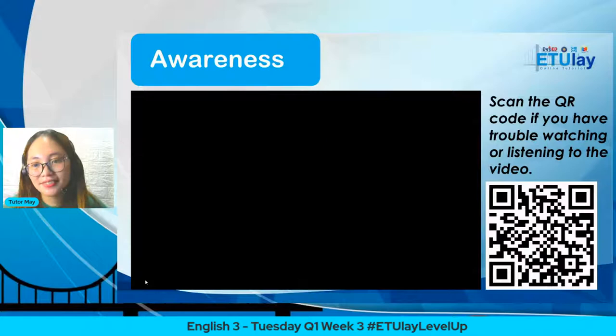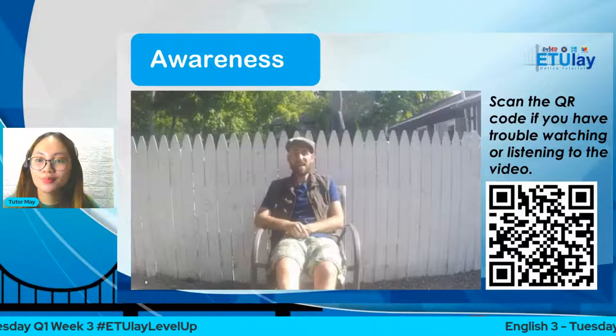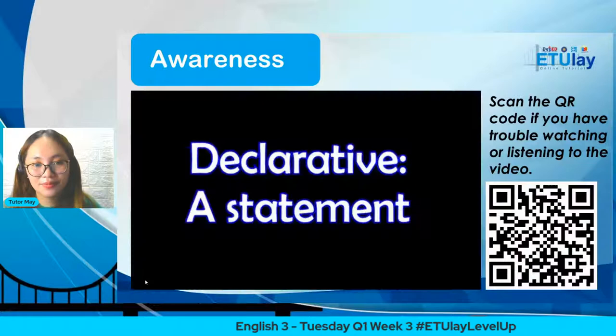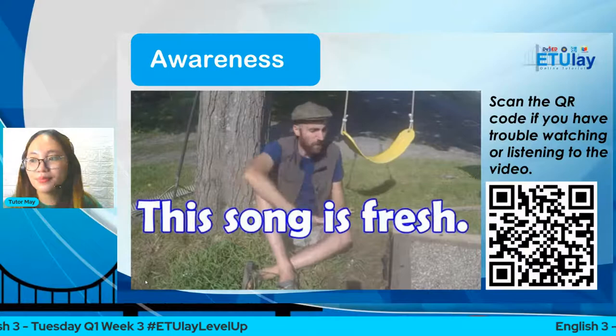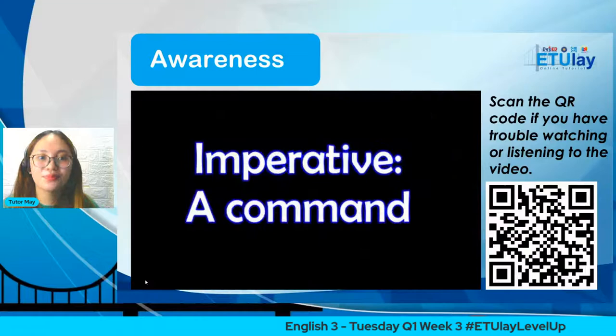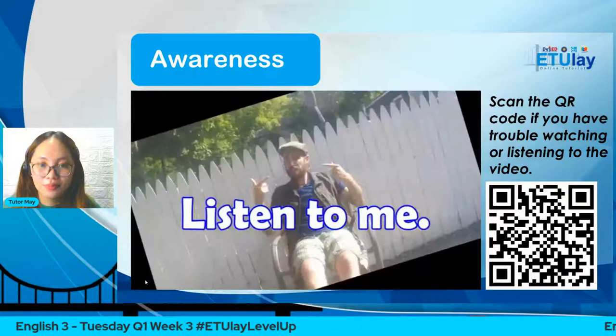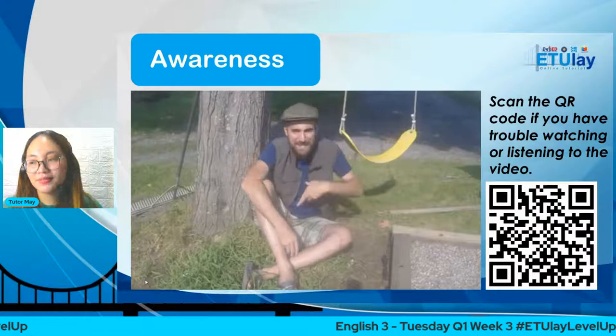There are four kinds of sentences. You gotta know what your sentence is. Declarative, imperative, interrogative, exclamatory. Declarative, a statement, it tells you something. Cause you can't just write a sentence about nothing. This song is fresh. That's declarative. I am the best. That's declarative. Imperative, okay, that's a command. It tells someone to do something, you understand? Listen to me. That's imperative. Move your feet. That's imperative.